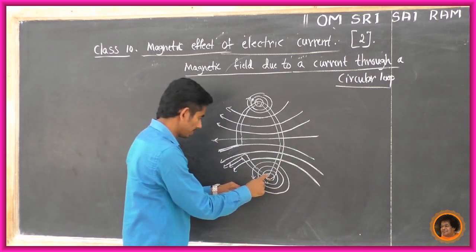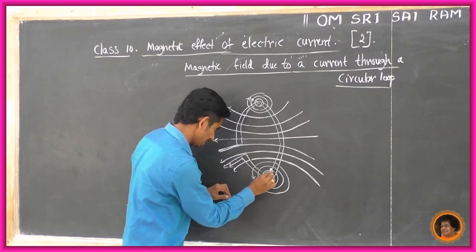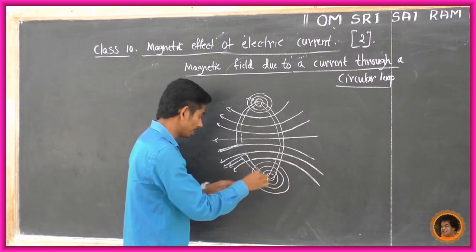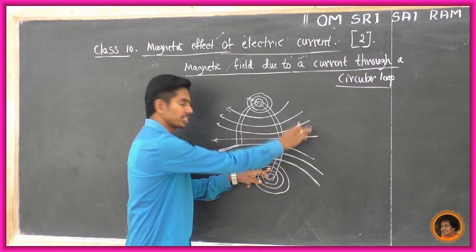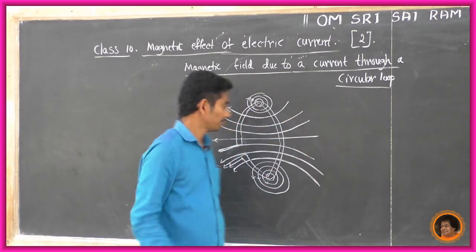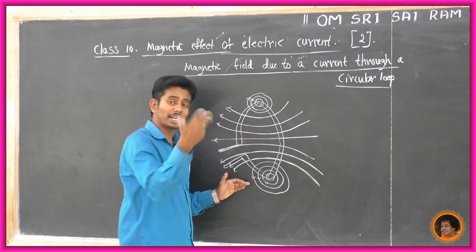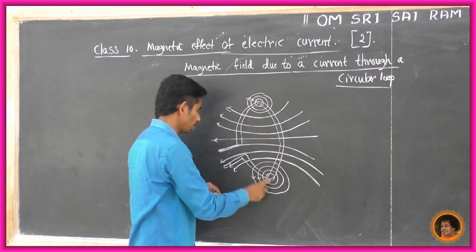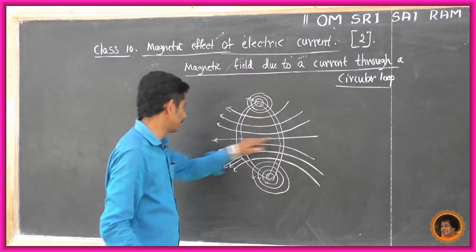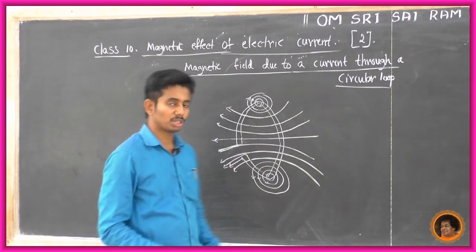Then in this pole, there is a concentric circle. After that, the diameter is increasing. This one is the greater circle, the big circle. Why? Because the diameter is increasing, and at the center there is a straight line. This is the pattern of a magnetic field due to a current through a circular loop. At the poles, there are concentric circles, then the diameter of the circles increases and at the middle it looks like a straight line. This is the magnetic field due to a current through a circular loop.